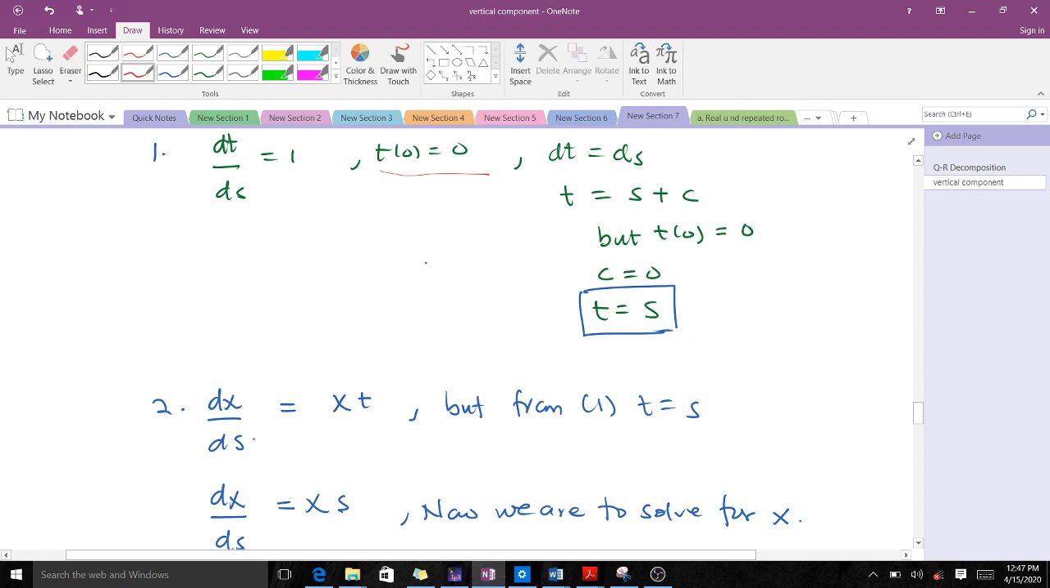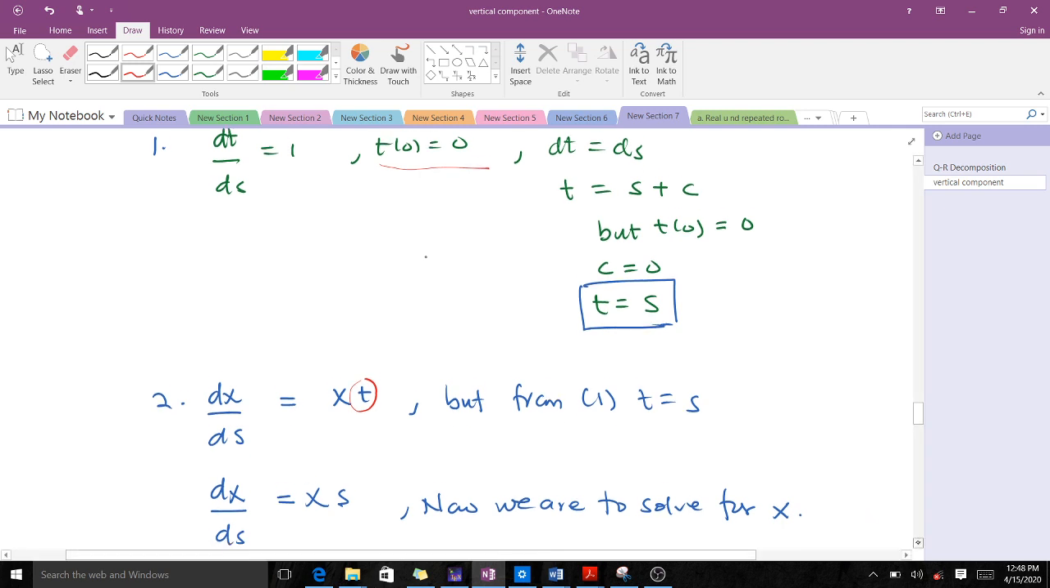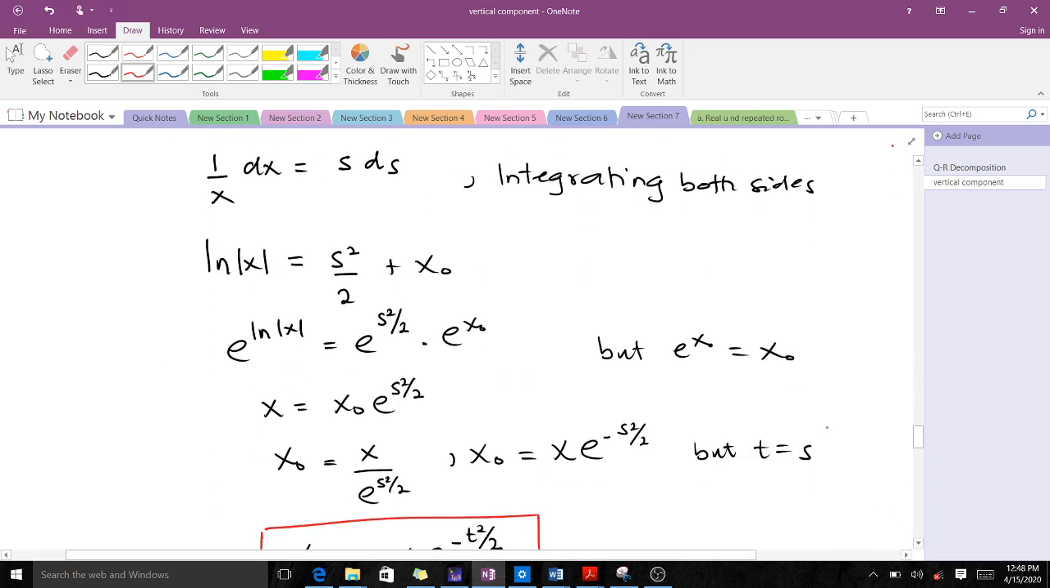So that's the solution from our first characteristic equation. Then we move on to our second characteristic equation. dx/ds is equal to xt. But note that from our first characteristic equation, from the solution, t is equal to s. So in place of this t, we can put this s here. So now we end up with dx/ds is equal to xs. Right? So now we have to solve for x.